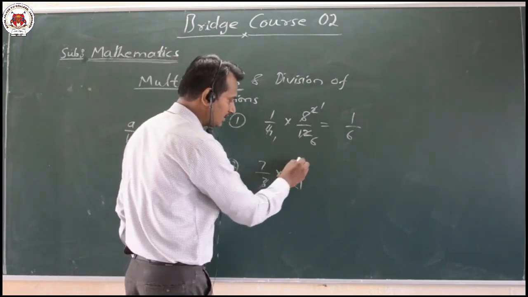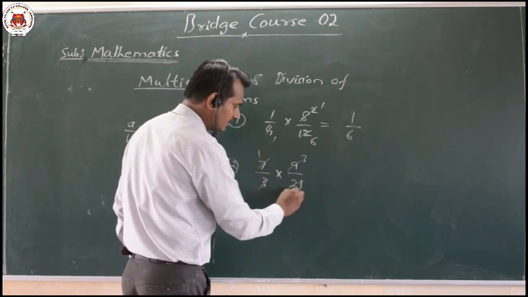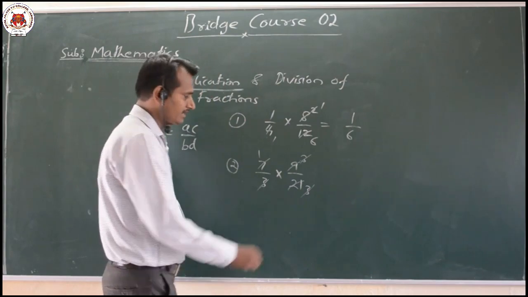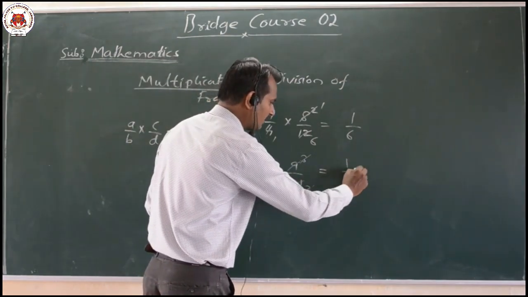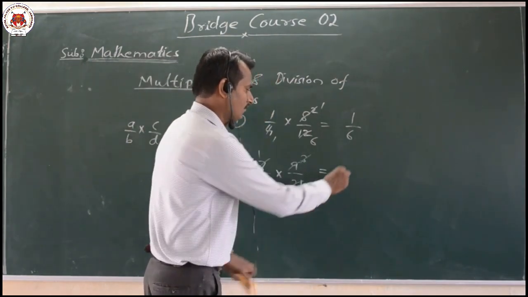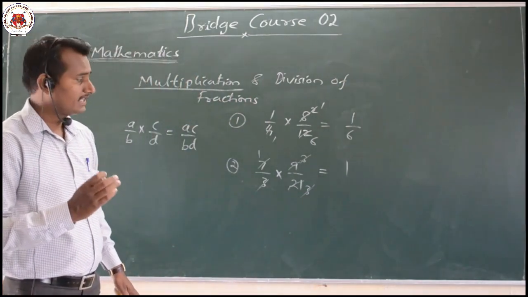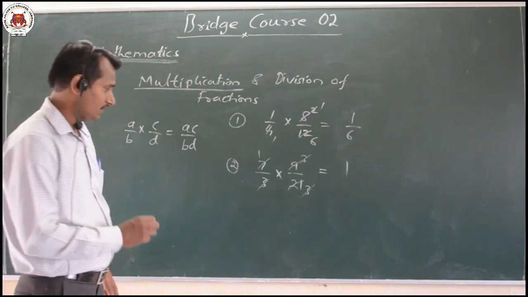Clearly here 3 1s are 3, 3 3s are 9, 7 1s are 7, 7 3s are 21, and we can see that the 3 and 3 get eliminated. What is the remaining value? 1 by 1, or else the value is 1 only. Very very simple problem.